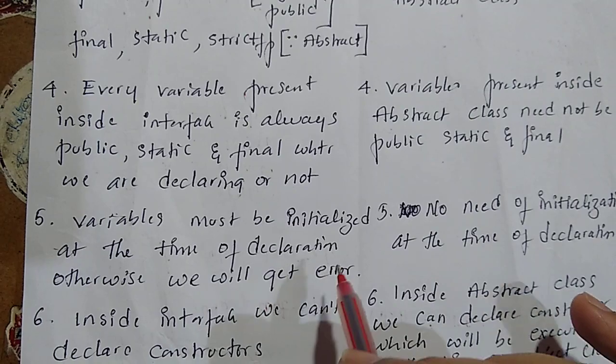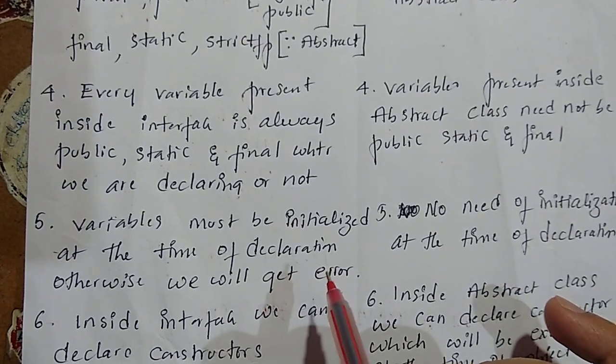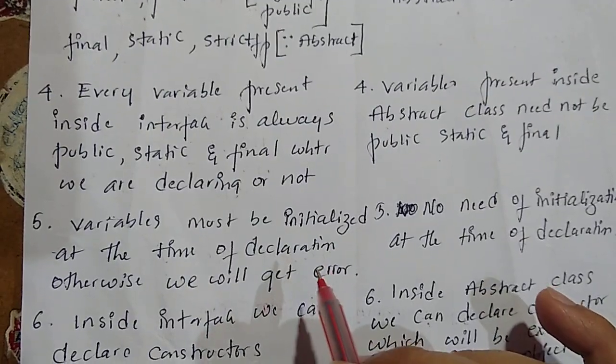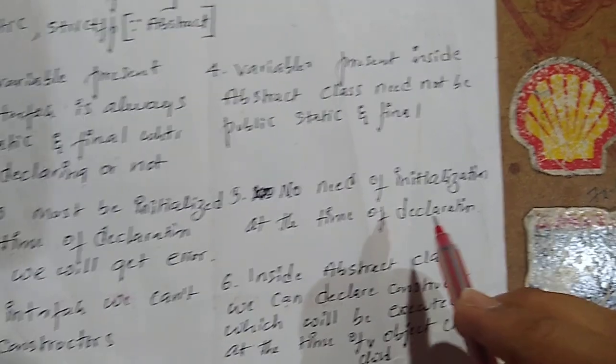A variable in an interface must be initialized at the time of declaration, otherwise we'll get an error. Whatever variable we take within an interface should be initialized. If you don't initialize it, you'll get an error. There is no need for initialization at the time of declaration in an abstract class.